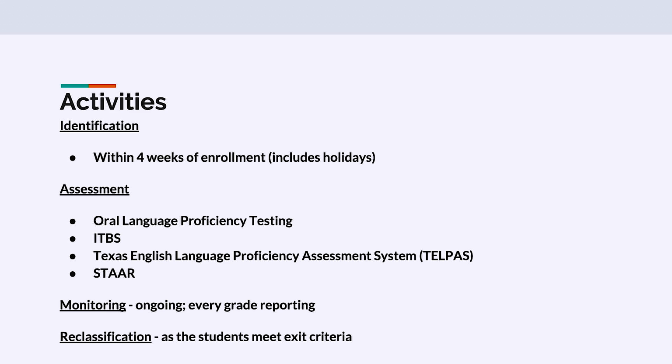And then reclassification from the limited English proficient status to English proficient occurs when the students have met the criteria for the TELPAS and STAR. And even if they meet it early in the year, we cannot reclassify a student until May. So they're classified for the whole school year.